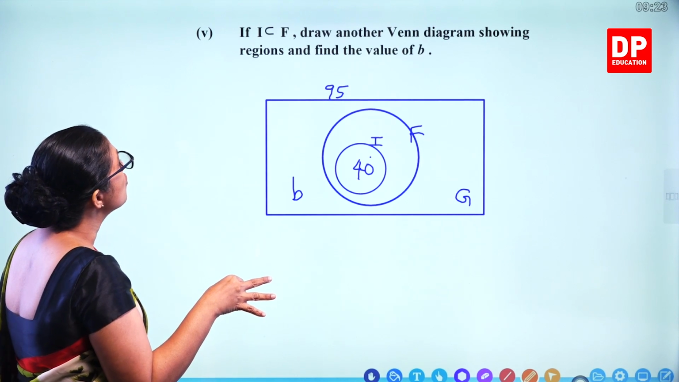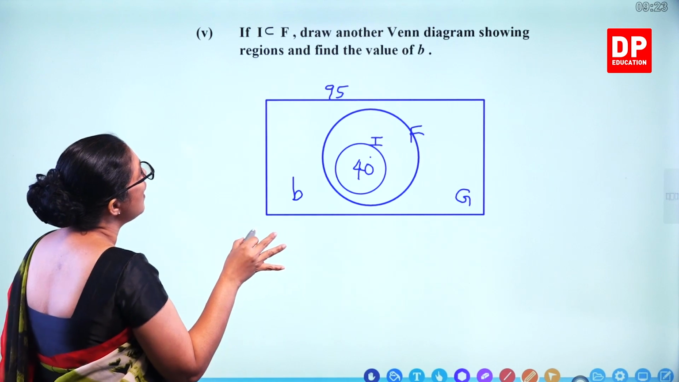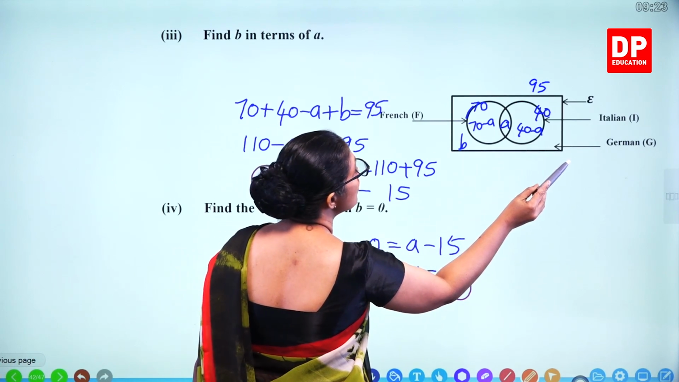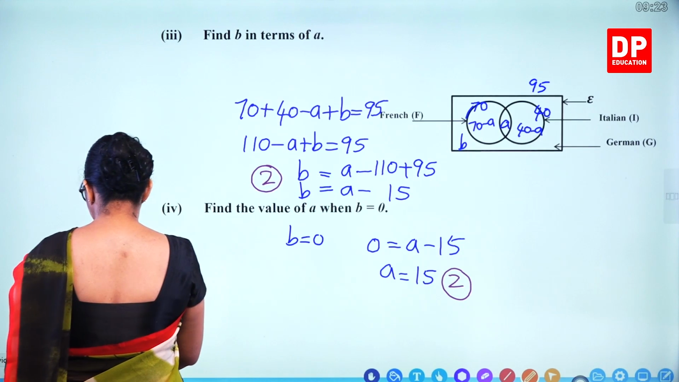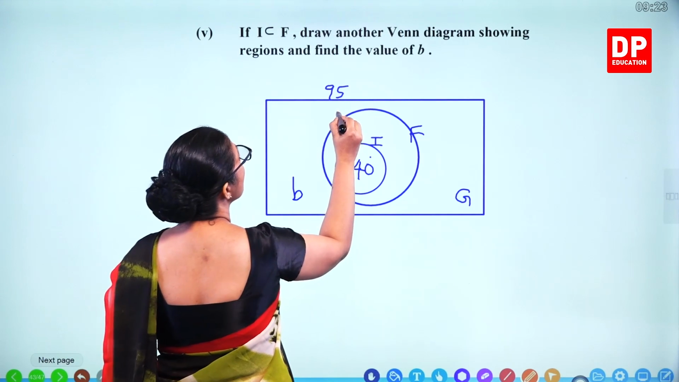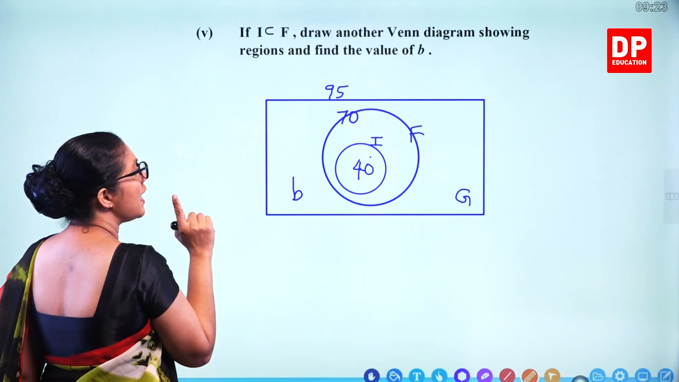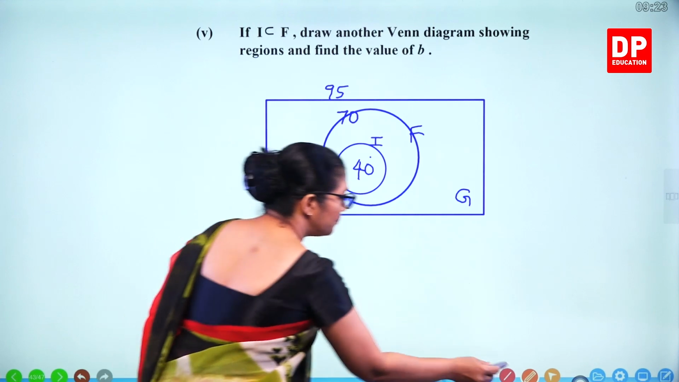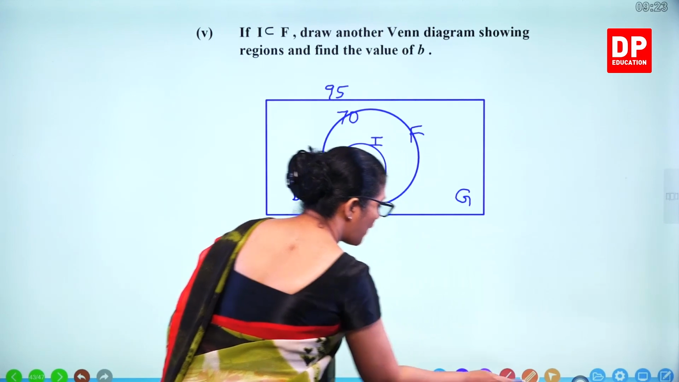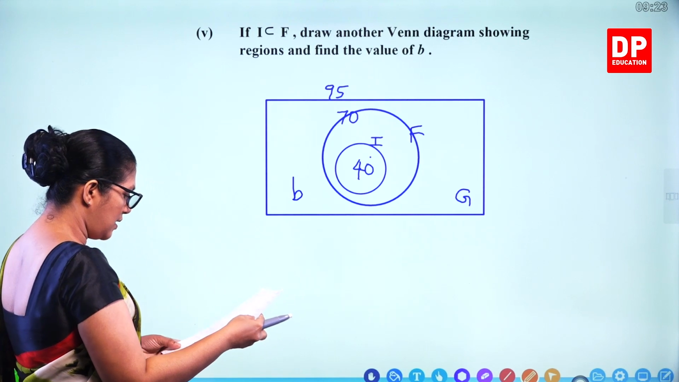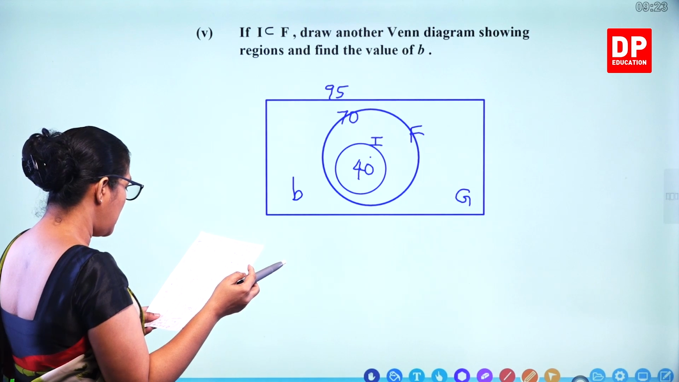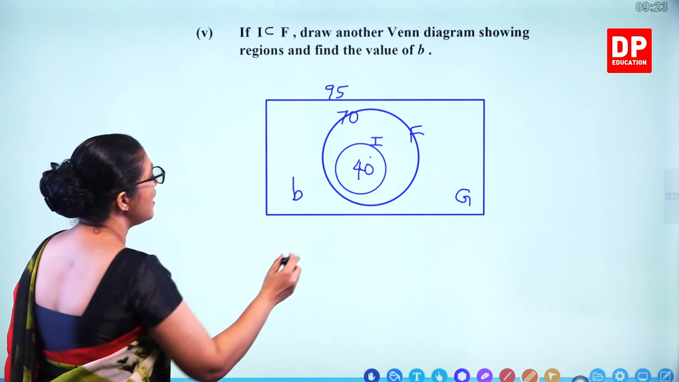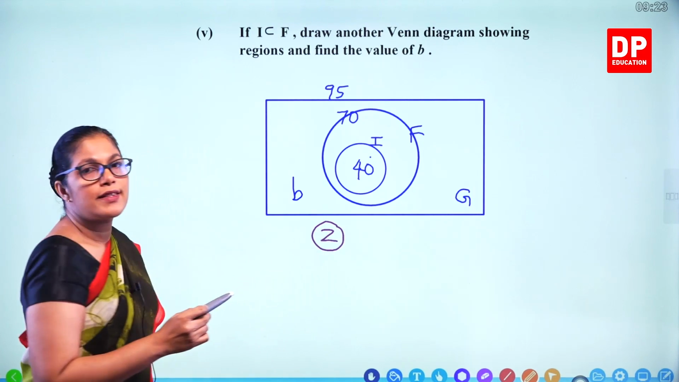So what happens to the values now? F means 70, no? So F means the French circle. That's 70. Can mark that, but not A. So that's the final diagram. So how many marks for that? So you can say 70, 40, B outside. So you get again 2 marks for drawing the diagram.